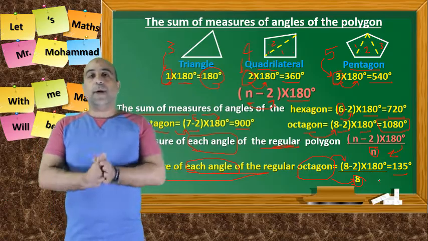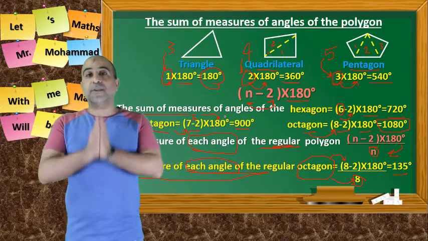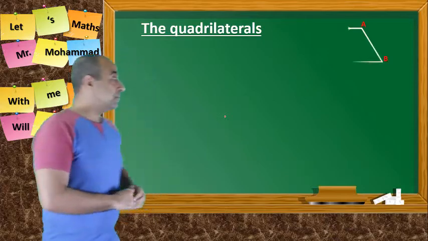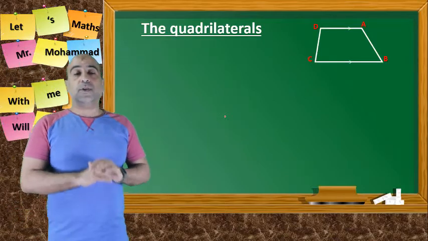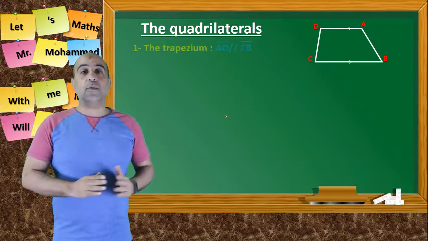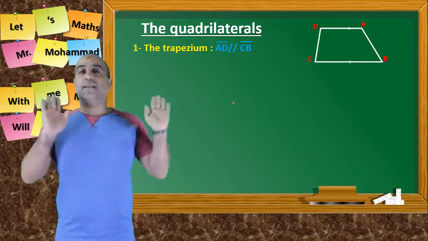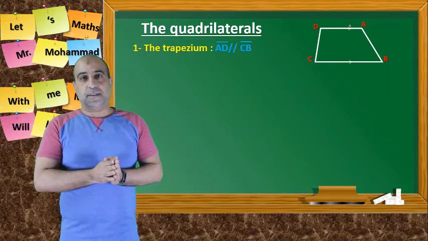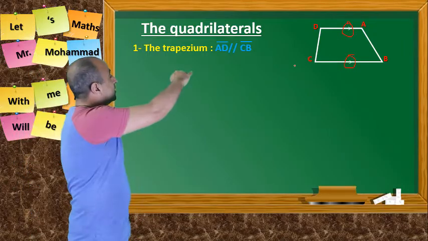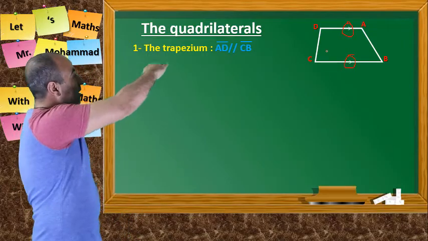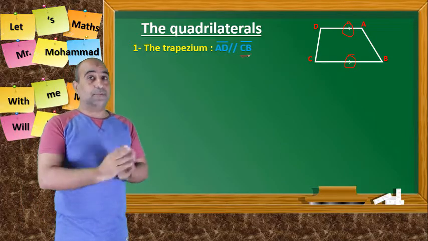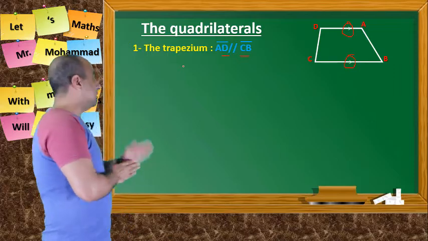Now we will talk about the quadrilateral and the famous types of the quadrilateral. Let's begin. The first quadrilateral we know is the trapezium. The trapezium is a quadrilateral which has 2 parallel sides. That's all its property. It has just 2 parallel sides, which is AD in this figure. AD is parallel to CB. And that is the trapezium, 2 parallel sides.